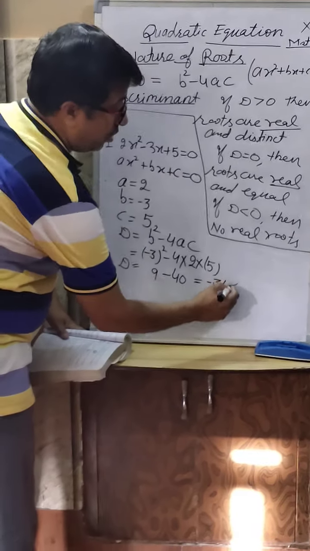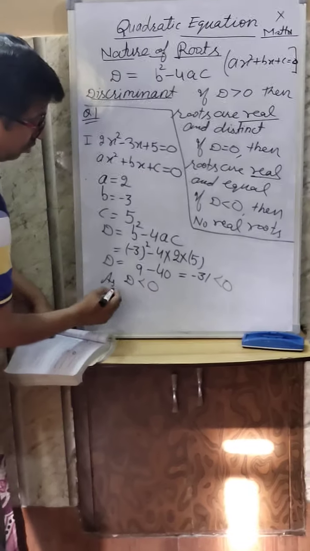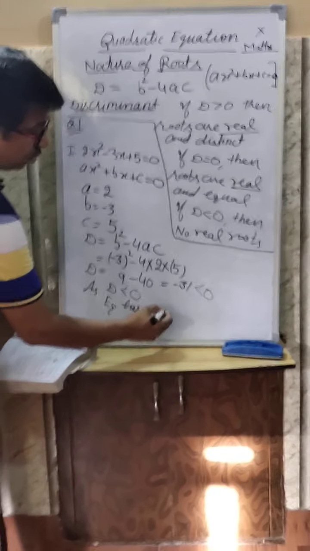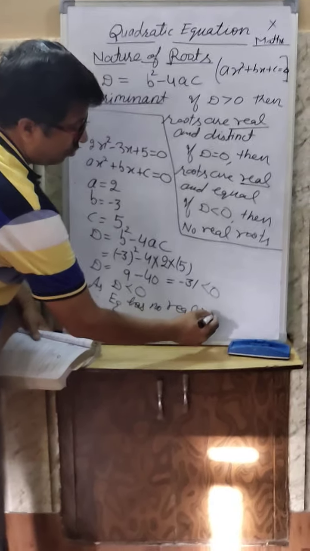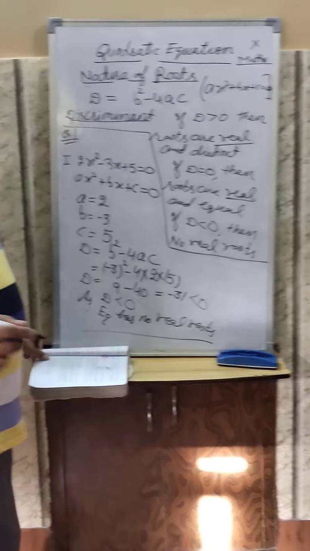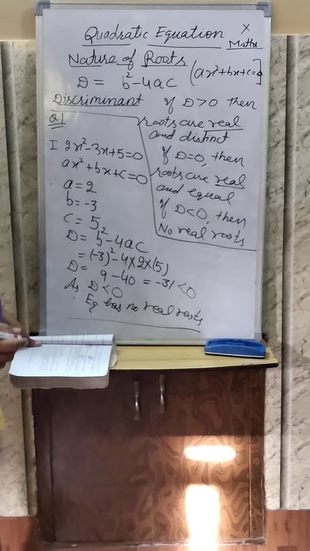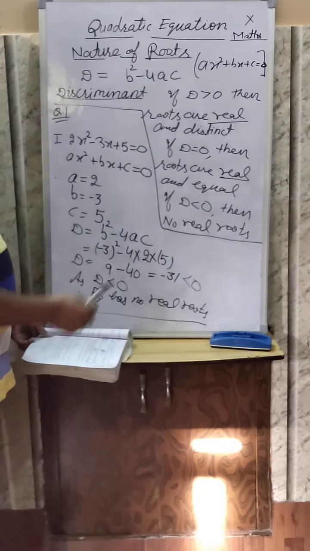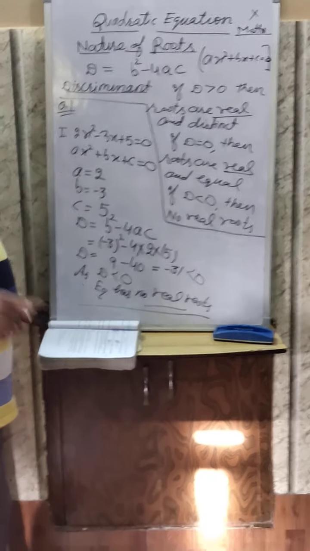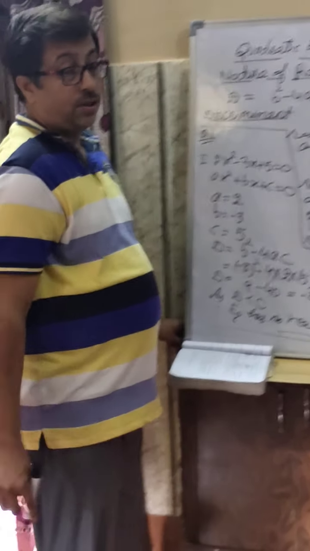So what you see, it is less than 0. So you see here, as D less than 0, therefore equation has no real roots. And it was given, if the roots are real, then you will find out. Clear this? But here equation has no real roots, then here question is over. Understand? No need to find out.